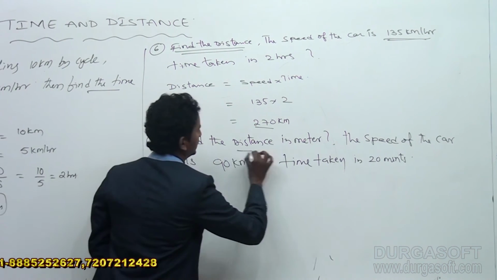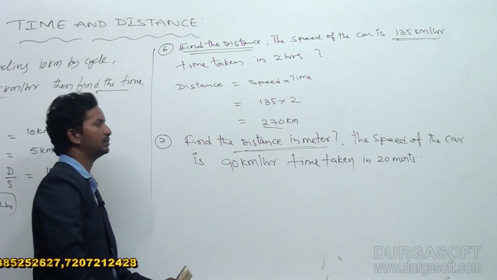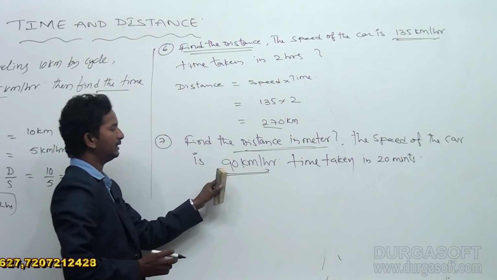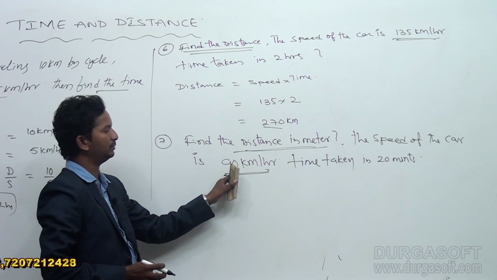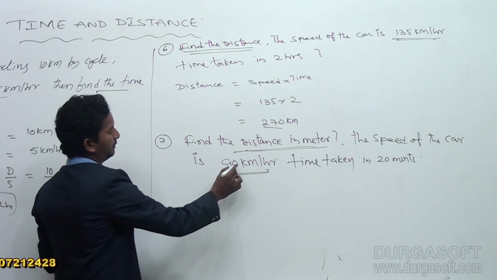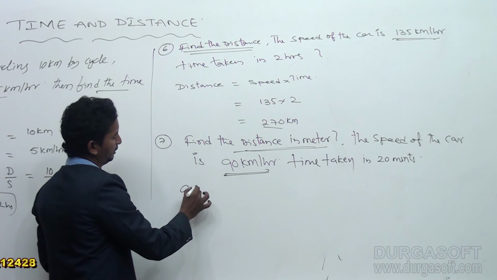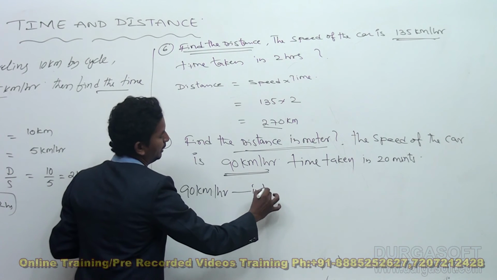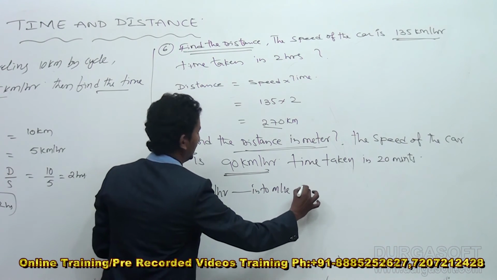The question asks for the distance in meters. The speed of the car is 90 kilometer per hour. This has to be converted into meter per second. So 90 kilometer per hour converted into meter per second. Shall I calculate it?